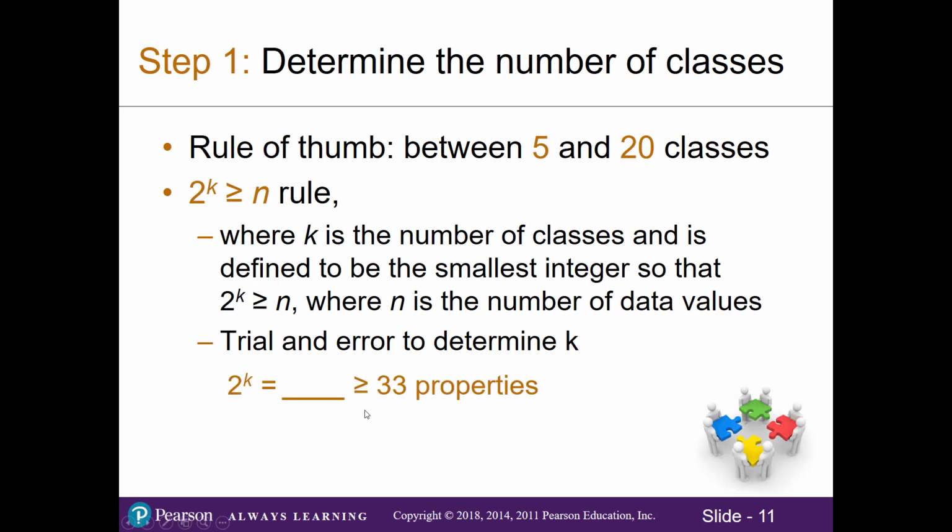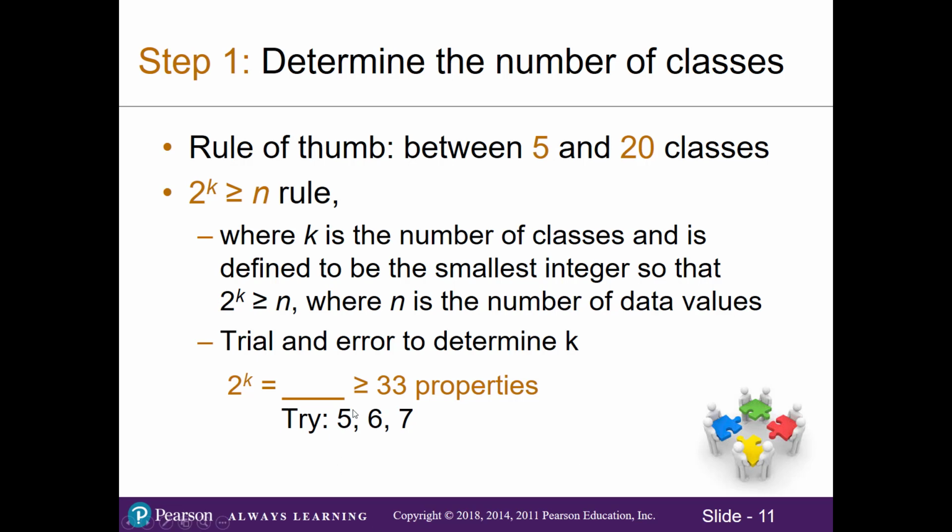So here's my setup, and let's go ahead and try 5, 6, and 7. I start with 5 because the rule of thumb tells us that we should have between 5 and 20 classes. There's no point in testing a smaller number like 3 or 4. So when I take 2^k, I'm going to plug in my 5, so I'll do 2 to the exponent 5 on my calculator. We get 32. 32 is not greater than or equal to 33, so that doesn't work.